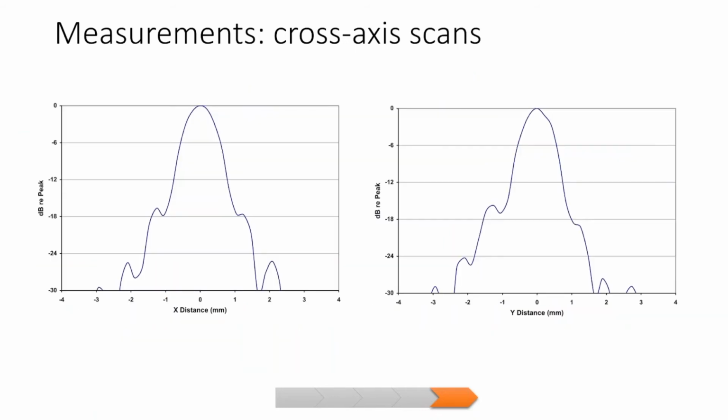index calculations. This is an example of what the cross-axis scan looks like, and so you take quite small steps to walk across the beam in both orthogonal directions, so an X and a Y, and you see a response relative to the peak. So at 0 it's at peak, and then you see how fast it drops off, so you can establish the width at -6 dB and the width at -12 dB.